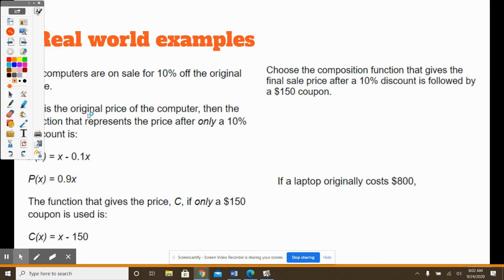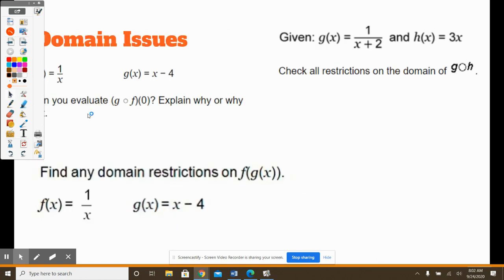Okay, here's some real world examples. I'm going to see how much we have left here. Just 3 more slides. Okay.